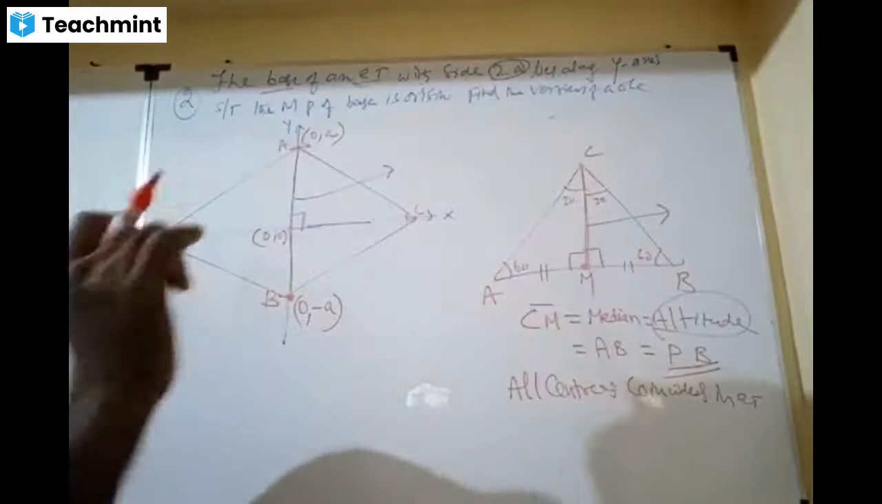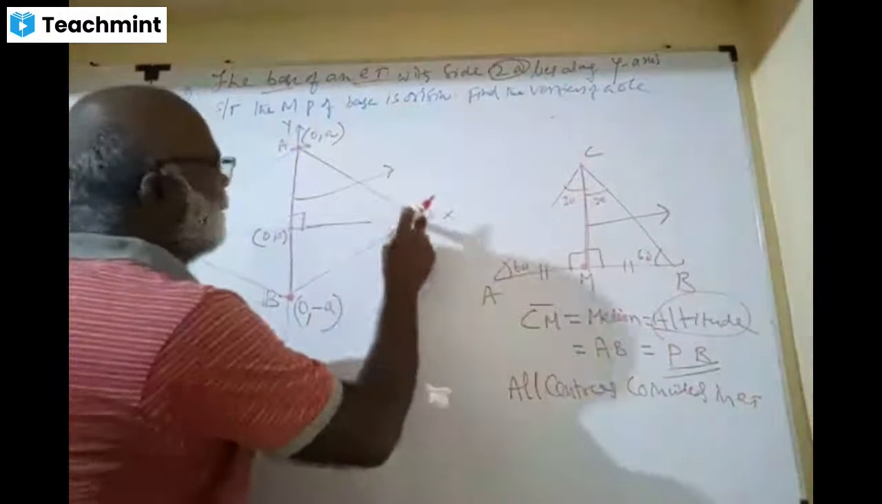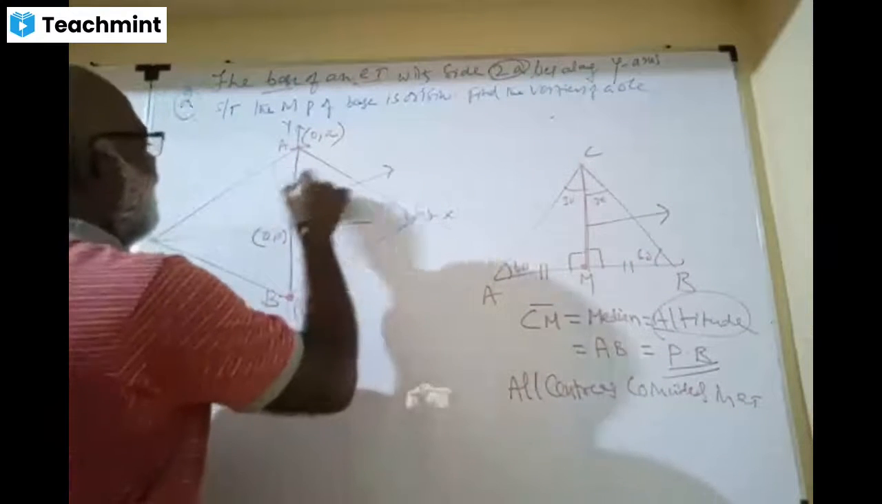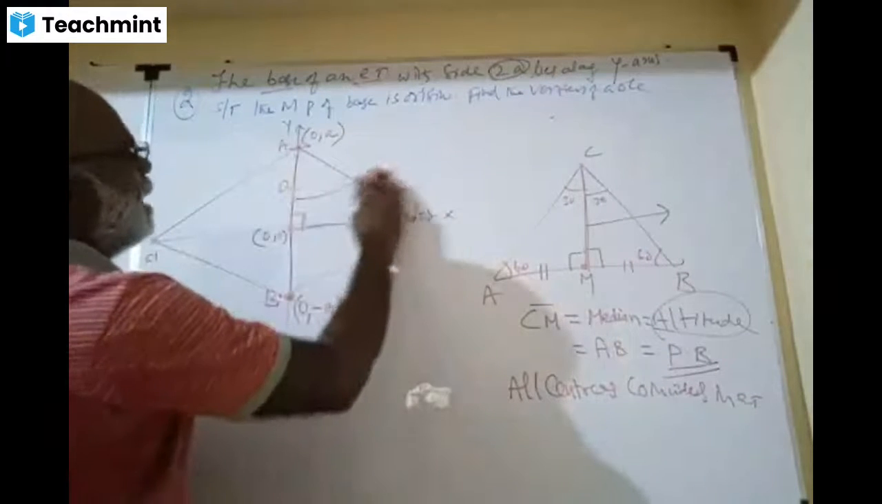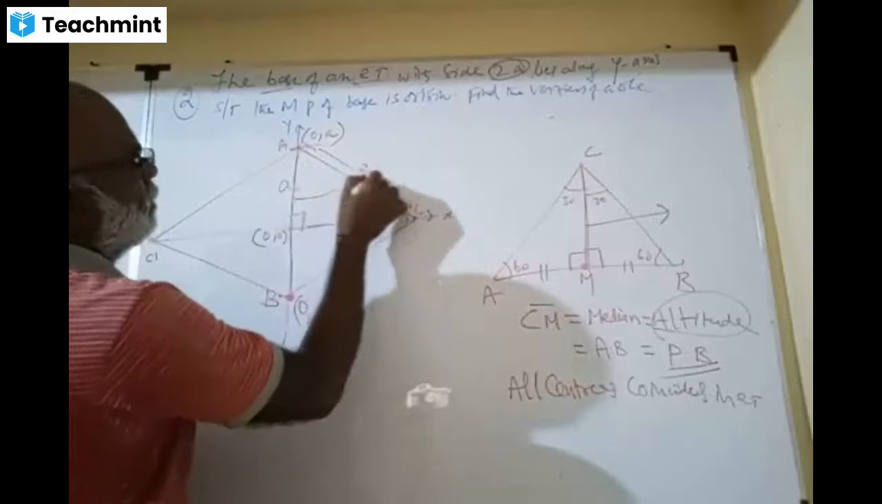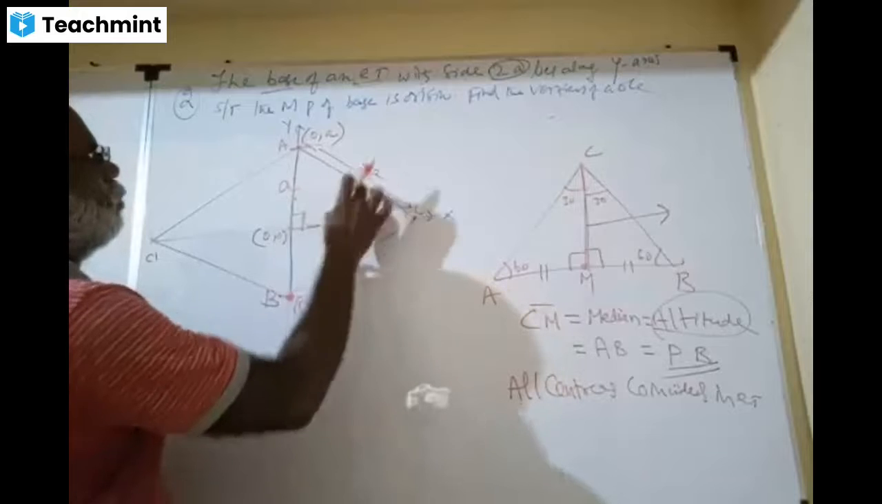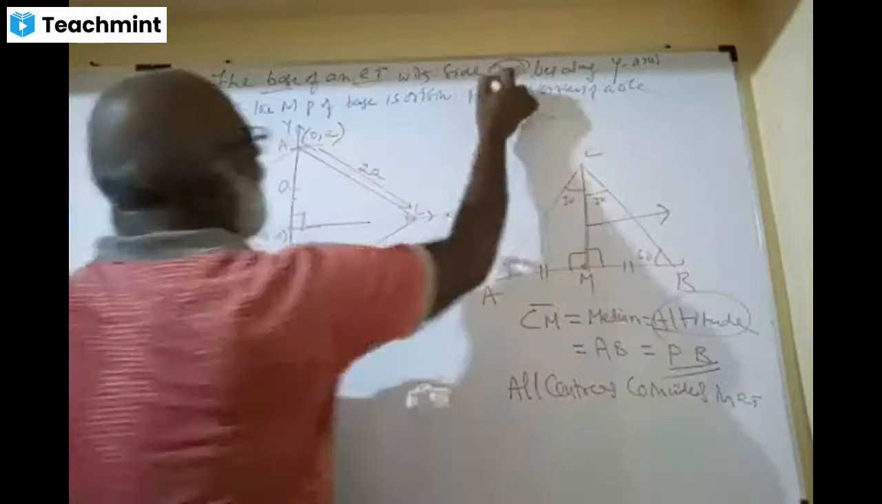Now you please tell me how to find this vertex. This is A. What is the length of this side? It is 2A, sir, because the side of the equilateral triangle is 2A.